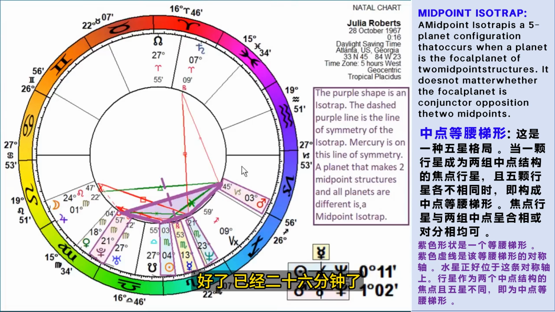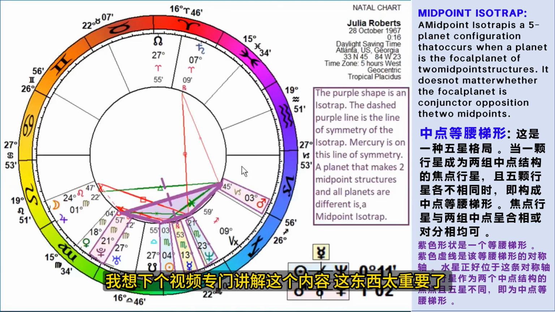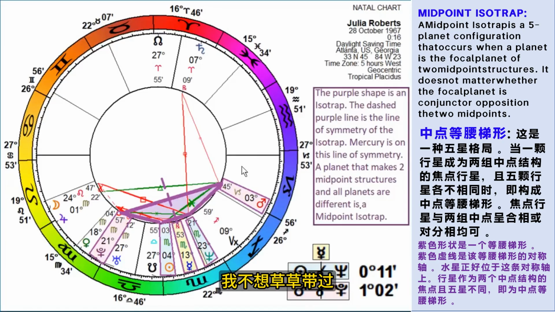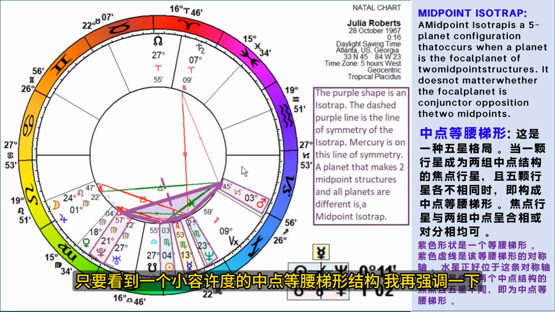Okay, let's see. We are at 26 minutes. Let's cover one more thing. The midpoint isotrap. Or you know what? I changed my mind. Let's do the midpoint isotrap in the next video because it's extremely important. I don't want to rush through it. I think there's going to be a lot to talk about here. This is a very, very powerful, extremely important planetary configuration.